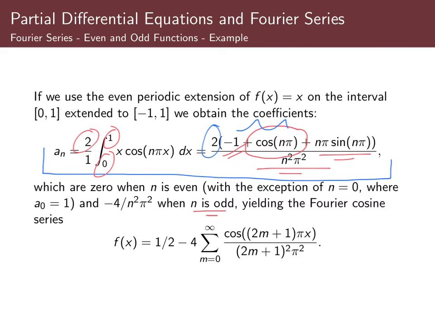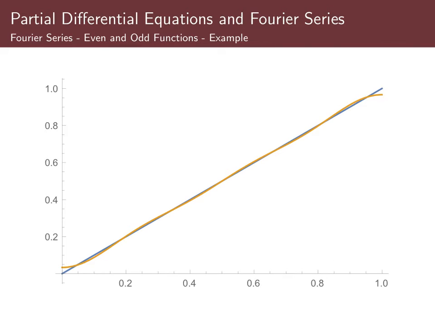With the exception when n is 0, you can actually find that a naught will be 1. So just take the integral from 0 to 1 of x, that'll give you a half, multiply by 2, that gives you 1. And so what you have here is this Fourier cosine series, which is really nice. This is just 2 terms of the cosine series. The only place where it has issues are these 2 endpoints, and really they're not that big of errors there. So you really only have to take the first 2 terms of that cosine series to get a good approximation of the function x over the interval 0 to 1 here.